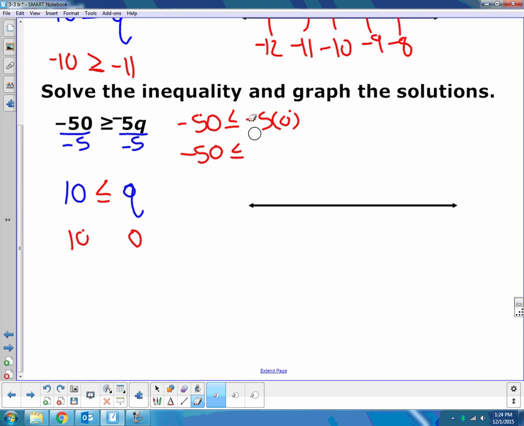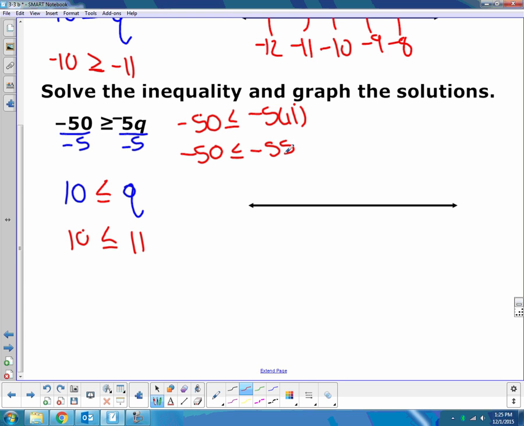If we do that, we pick a number that is not less than 10, but a number that's greater than 10. Let's try this. If we pick a number greater than 10, say 11, and plug that in, negative 5 times 11 gives me a correct answer. When you multiply or divide by a negative number, you need to flip the sign around. Instead of less than, you have to make it greater than. Instead of greater than, you make it less than.